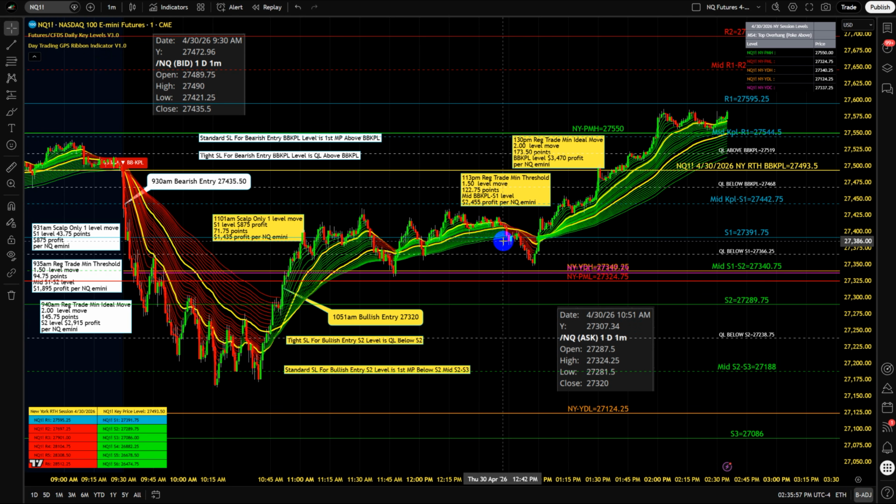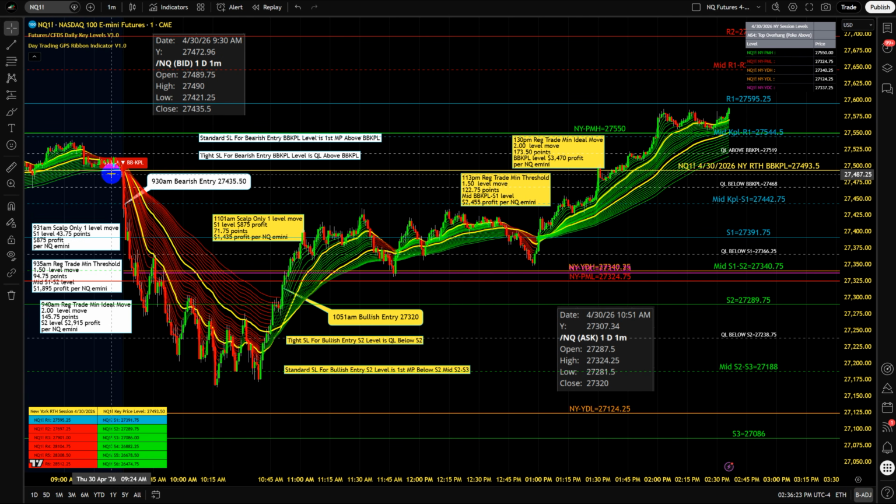On Nasdaq E-mini, we have a total profit of $6,385 per E-mini contract on two different trades. And then on the ES S&P 500, we have a total profit of $2,975 per ES E-mini contract on two different trades as well. We'll start off with the Nasdaq chart.